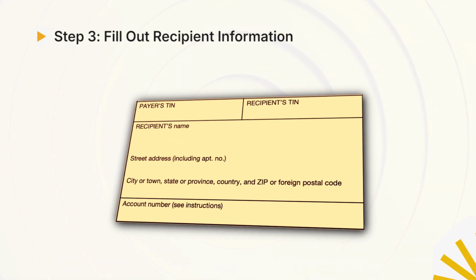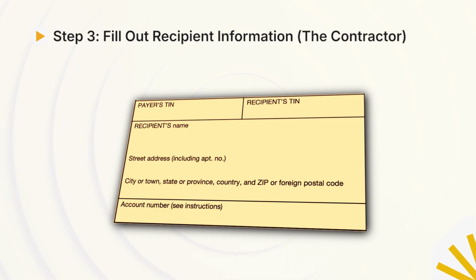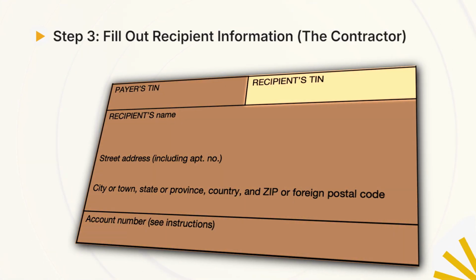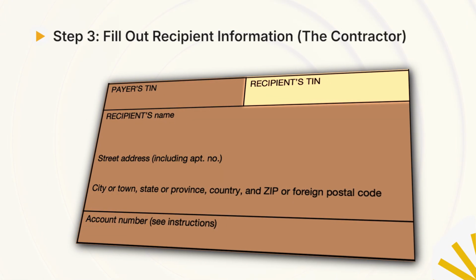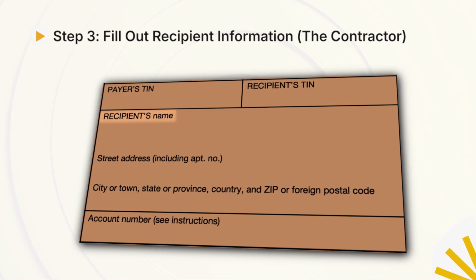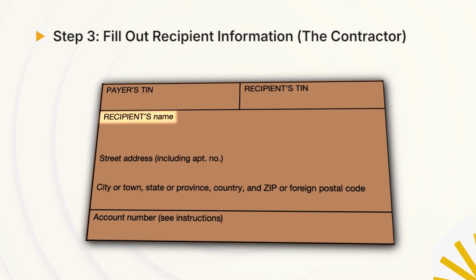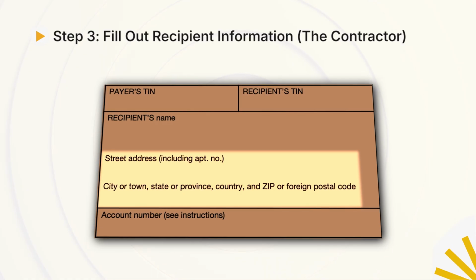Step 3 is to fill out recipient information, the contractor. On the right side, the recipient's TIN goes here from their W-9 form, that's the taxpayer identification number, their name, that's the exact name from the W-9, and then the address, that's also from the W-9.